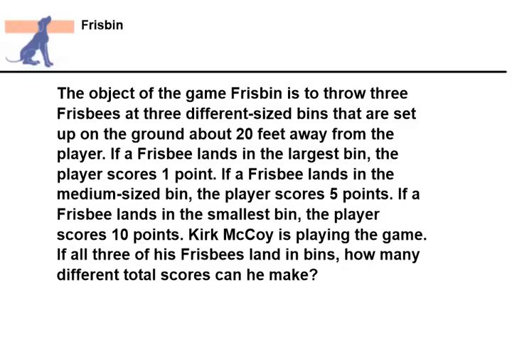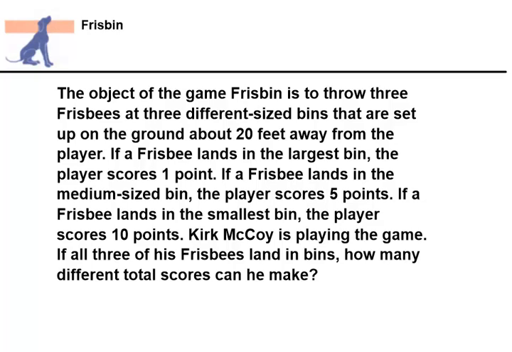Alright, so we got Frisbin is the name of this problem. So the object of the game of Frisbin is to throw 3 frisbees at 3 different sized bins that are set up on the ground, about 20 feet away from the player. If a frisbee lands in the largest bin, the player scores 1 point. If a frisbee lands in the medium-sized bin, the player scores 5 points. If a frisbee lands in the smallest bin, the player scores 10 points.